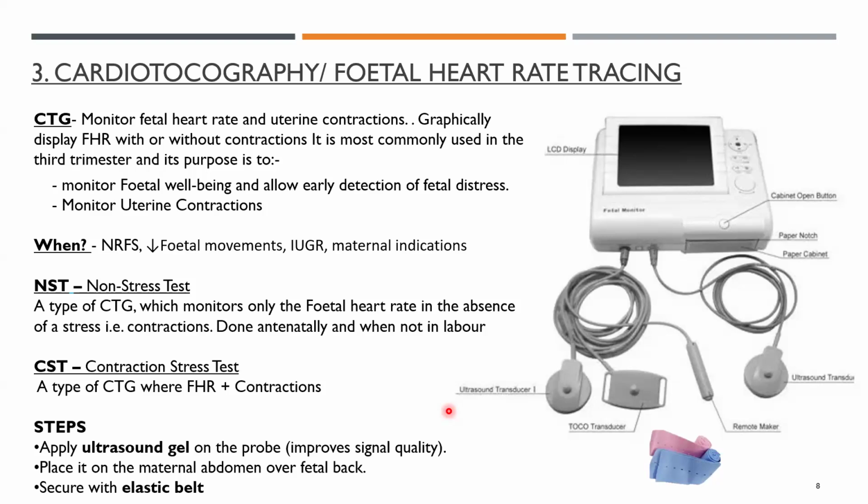So there are two types of CTGs. There is the non-stress test and there is the CST. So NST, non-stress test, it's in the name. There is no stress. In labor, the stress is contractions. So it's basically you monitoring the fetal heart rate in the absence of contractions. It's normally done antenatally, and this is not done in labor, because when you're in labor, you're doing a CST. You're checking the fetal heart rate with contractions. So CST, contraction stress test. You're doing it when there's stress, when there's contractions.